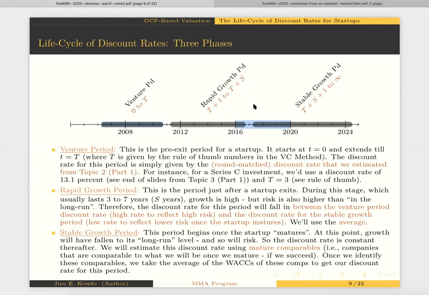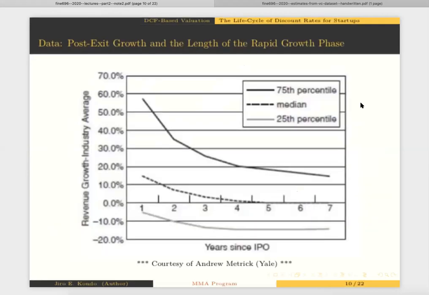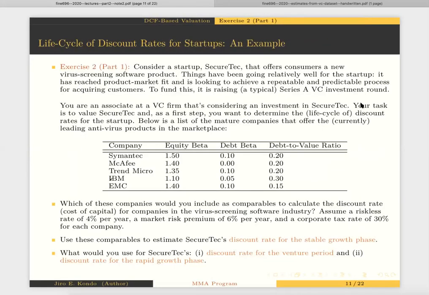And from time 10 and beyond, we would have a 10.6% discount rate. So that would be our estimate of how the discount rates for this startup are changing over time, right? They're starting at the highest number and then in two rounds subsequently falling. So that's how I would get the discount rates for Secure Tech over time, right?